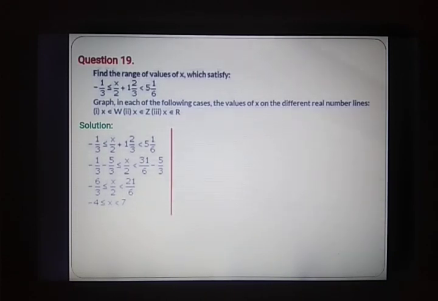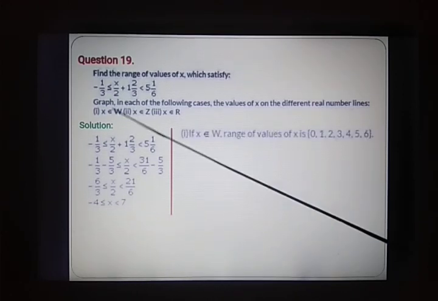If you try the same way, you'll see that x is greater than or equal to -4, that is, -4 is less than or equal to x, and x is less than 7. Now there are three conditions given: when x is a whole number, when x is an integer, and when x is a real number. So we'll take one case at a time.